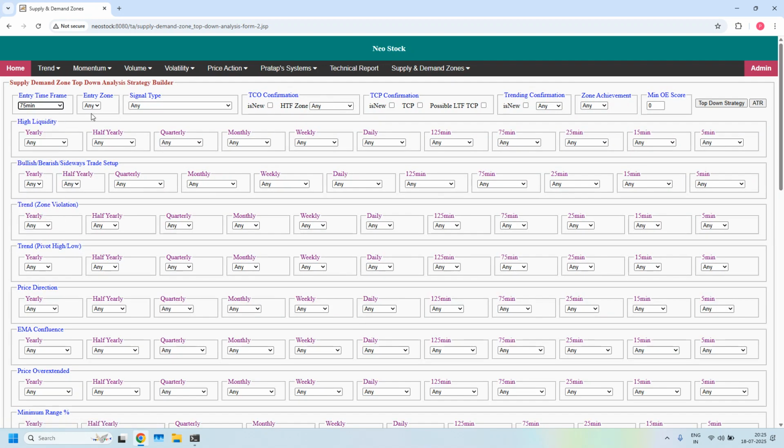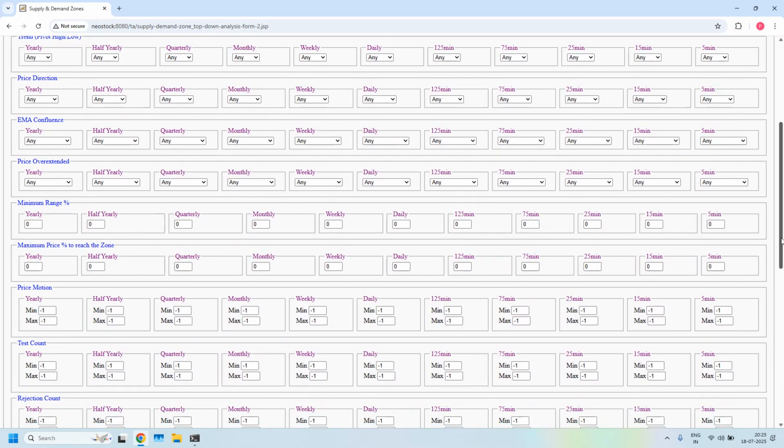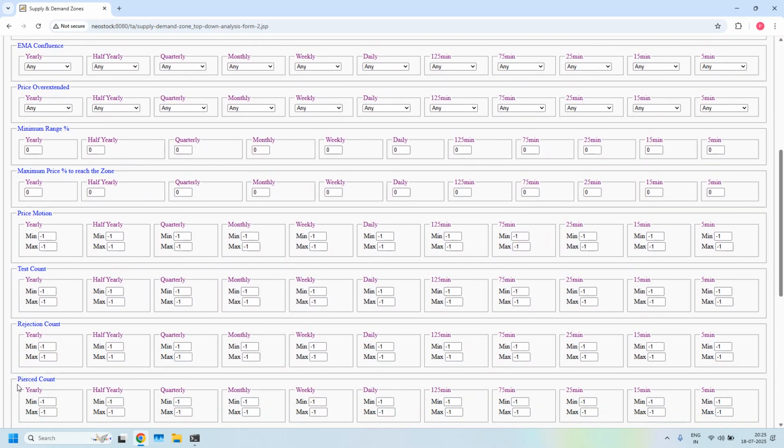Entry time frame 75 minutes, entry zone, supply zone. And here at 75 minutes, I'm selecting bearish. Zone achievement violated, opposing zone, minimum odd enhanced score 12. And also 75 minute supply zone should not be pierced. So in the pierced count parameter at 75 minutes time frame, minimum value 0, maximum value 0.